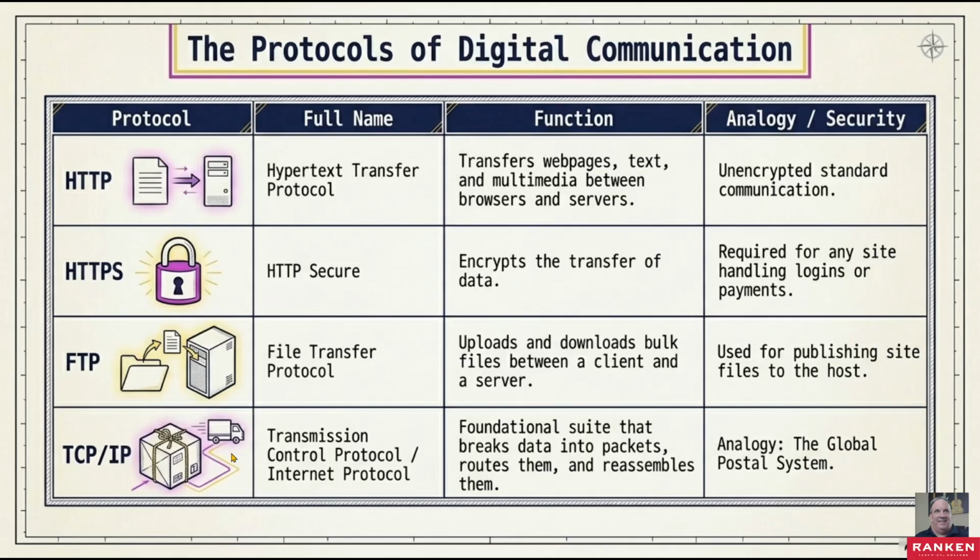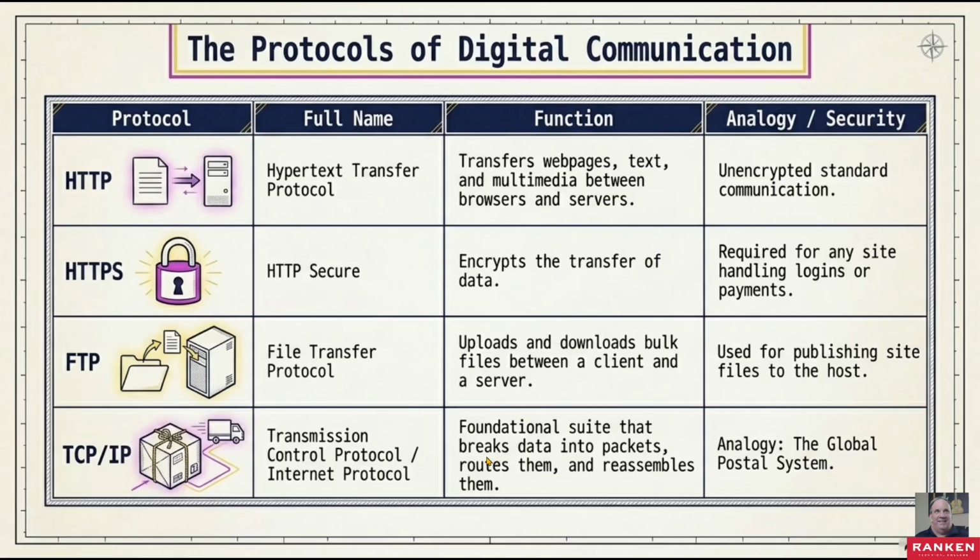TCP/IP, right? This is the Transmission Control Protocol, Internet Protocol. This is the foundation suite that breaks data into packets and routes them and reassembles them. So when you send something over the internet, you're not sending all that stuff all at one time. It actually is broken up into individual data packets. It can route in different ways. It reassembles them and then delivers them. It's pretty amazing, isn't it?